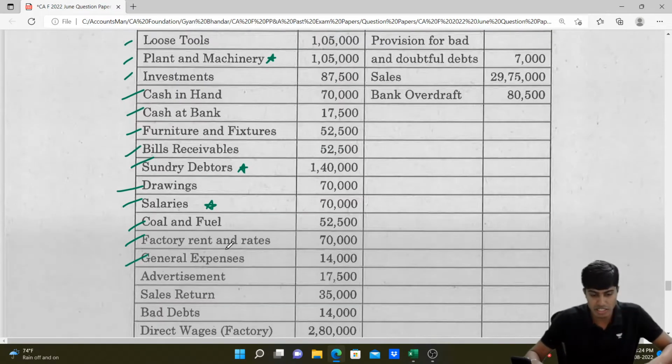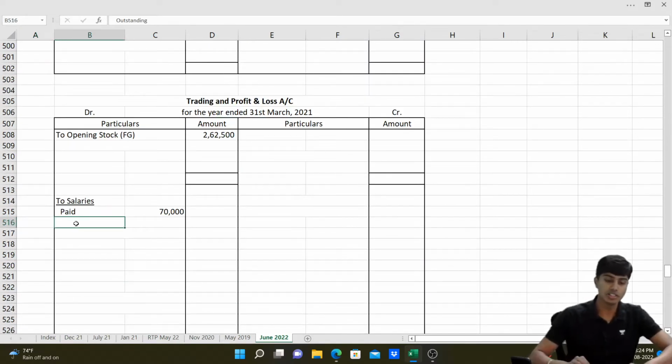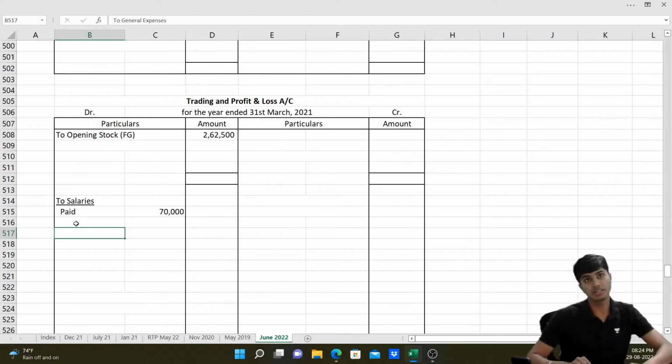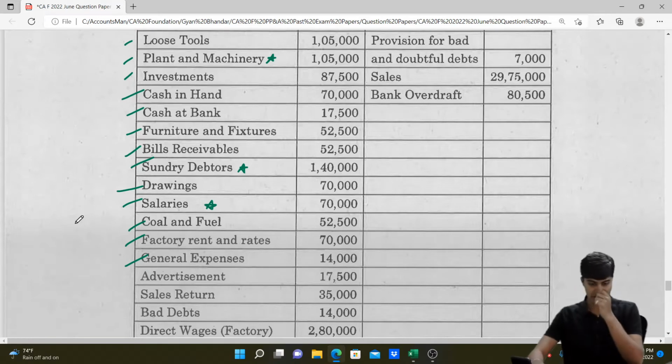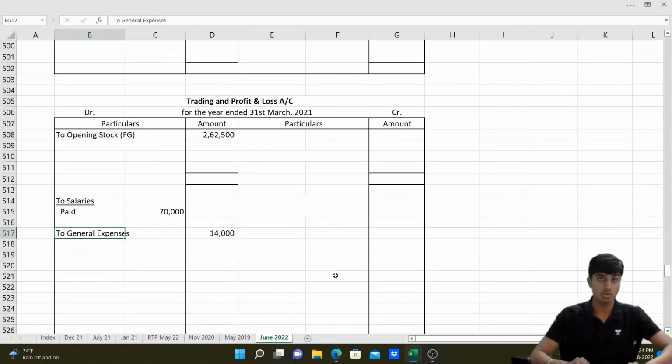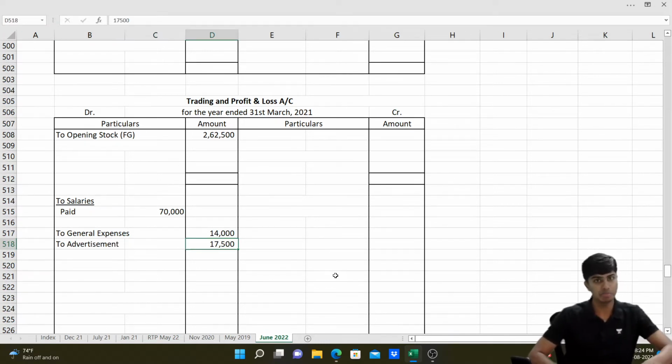Then we have general expenses of 14,000. General expenses are incurred generally in nature. So let's not write it in our manufacturing account. Let's write it in P&L account. So I'll write here general expenses 14,000. No adjustment, straight away outer column. Advertisement again is expenditure which is to come in P&L account, indirect expense. I'll write two advertisements 17,500 in P&L.